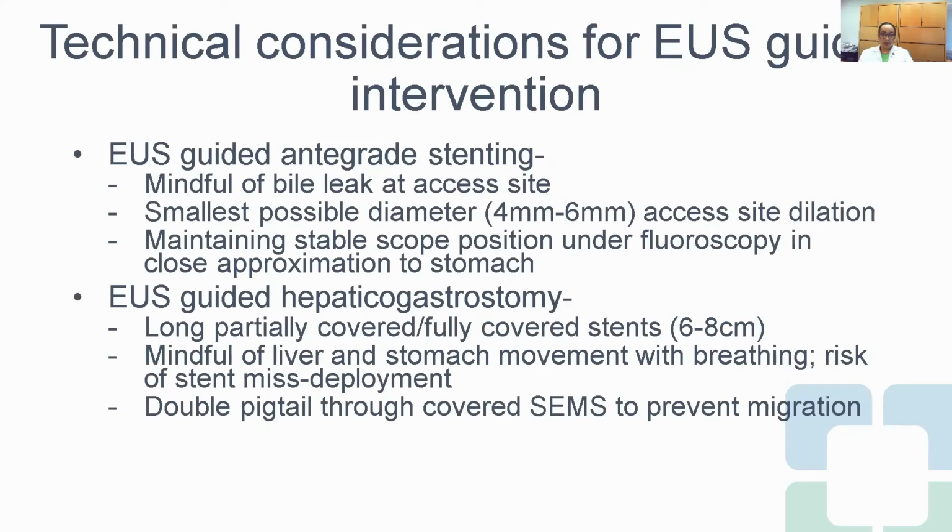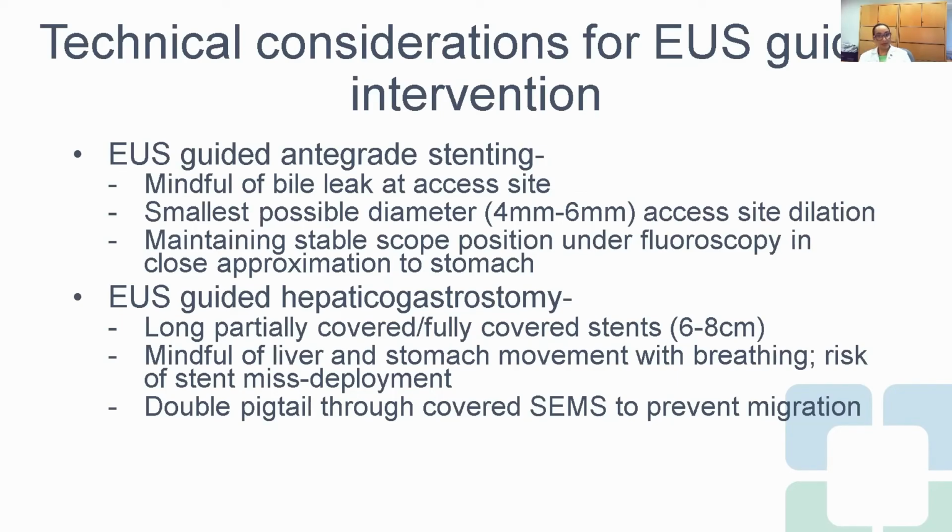So what about other EUS interventions like antegrade stenting or hepaticogastrostomy? For antegrade stenting, the important thing is to keep in mind the bile leak at the access site. For that reason, you don't want to dilate the access site any more than 6 millimeters; keep it between 4 to 6 millimeters. And then try to maintain a stable scope position. You're checking endoscopically and fluoroscopically, staying close to the stomach.